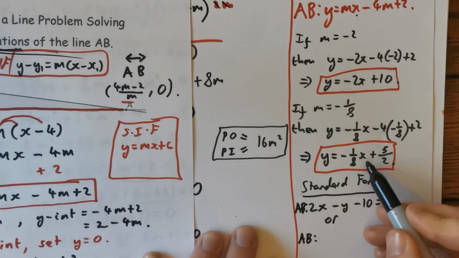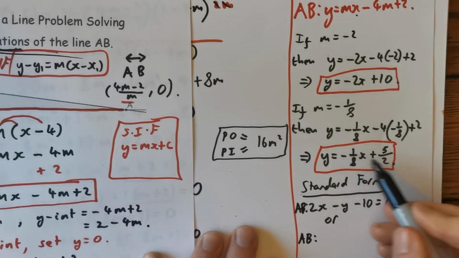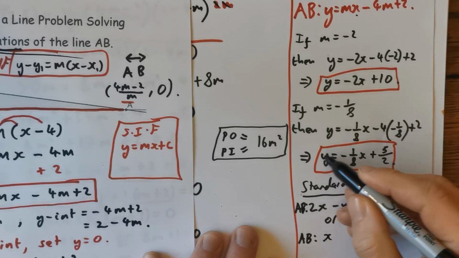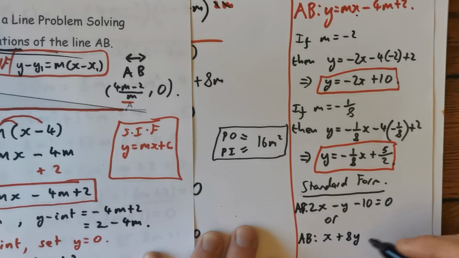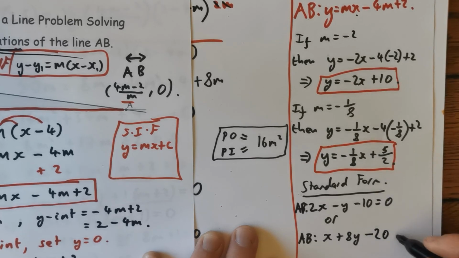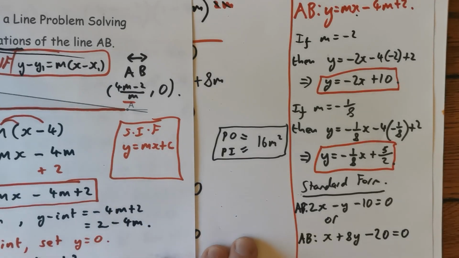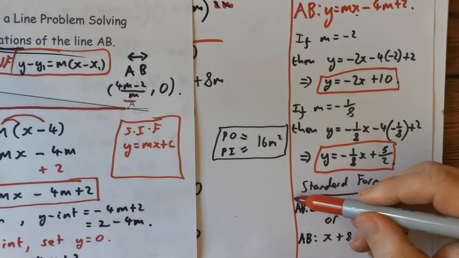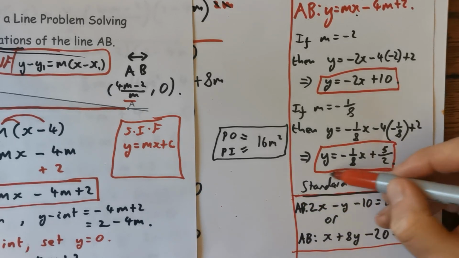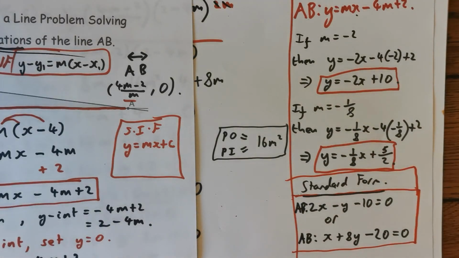For this one I'd have to multiply everything by 8 to get rid of the fractions here, and then add x on both sides, so I'd get x, multiplying y by 8 would give me plus 8y. Multiplying 5 over 2 by 8, well, that would give me 20, and then subtracting that on both sides, minus 20 equals 0. So I could write it in standard form, but slope-intercept form is probably just as good, I should say. So in standard form, there they are, two possible values for AB. Or you could leave them in slope-intercept form. Perfectly fine. Okay.